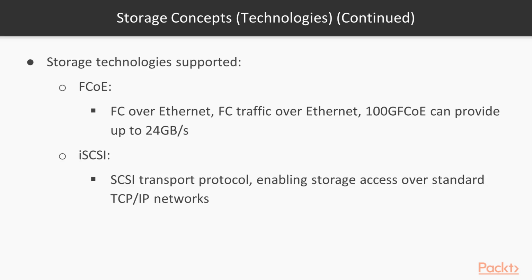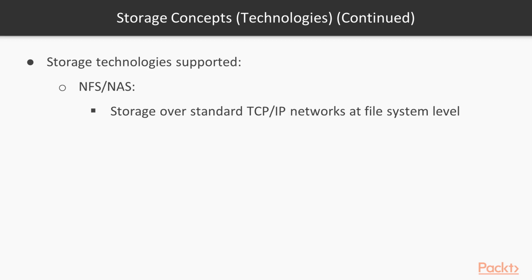iSCSI, or SCSI transport protocol, is a very popular protocol and runs over standard TCP/IP networks. It's also cheaper to deploy as compared to fiber channel. And finally, we have NAS, which is storage over standard TCP/IP networks, and easier to scale and easier to deploy as it also runs on the enterprise network. VMware supports all of these technologies, as we'll see in the following slide.